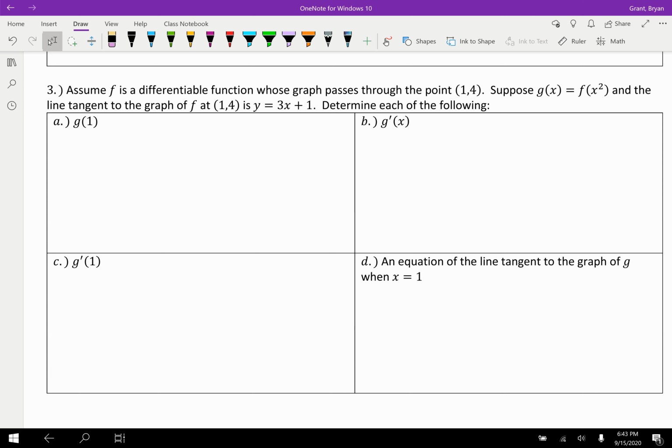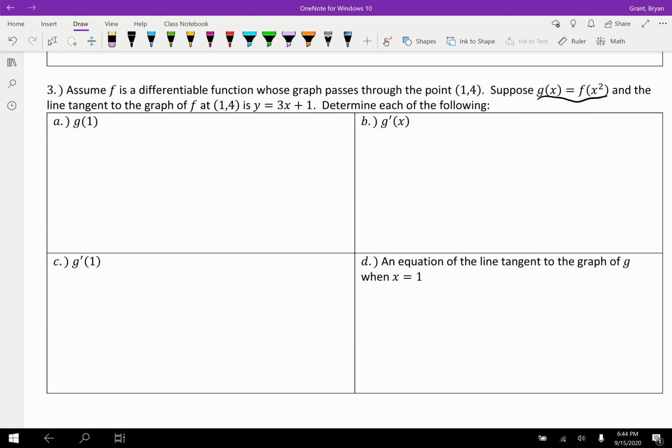Now, what do functions look like that aren't differentiable? We're actually going to cover that in a later class, very, very soon. But for now, just assume differentiable means you're allowed to take the derivative. And you're like, aren't I always allowed to take the derivative? Not always. So we'll come back to that later on. f is a differentiable function whose graph passes through this point. Suppose g of x equals this, and the line tangent to the graph of f is this.